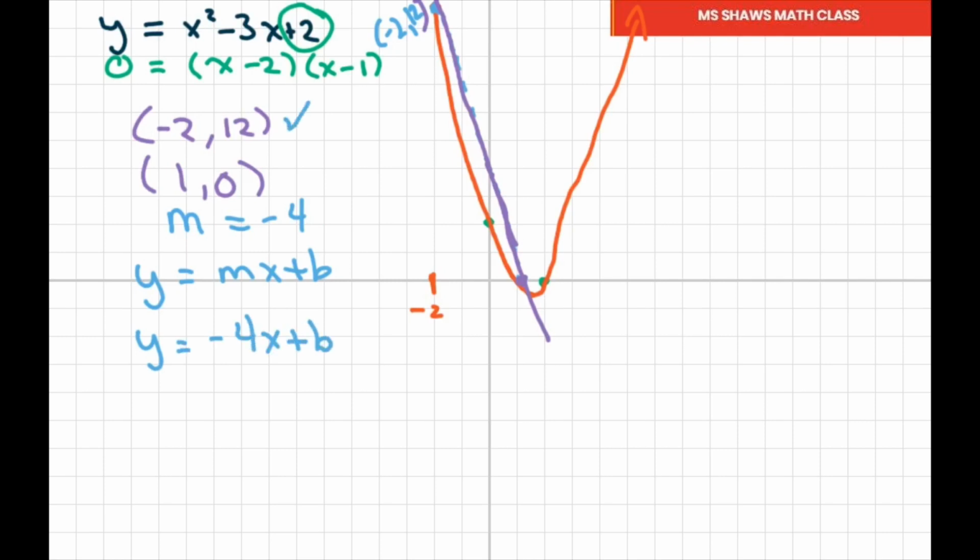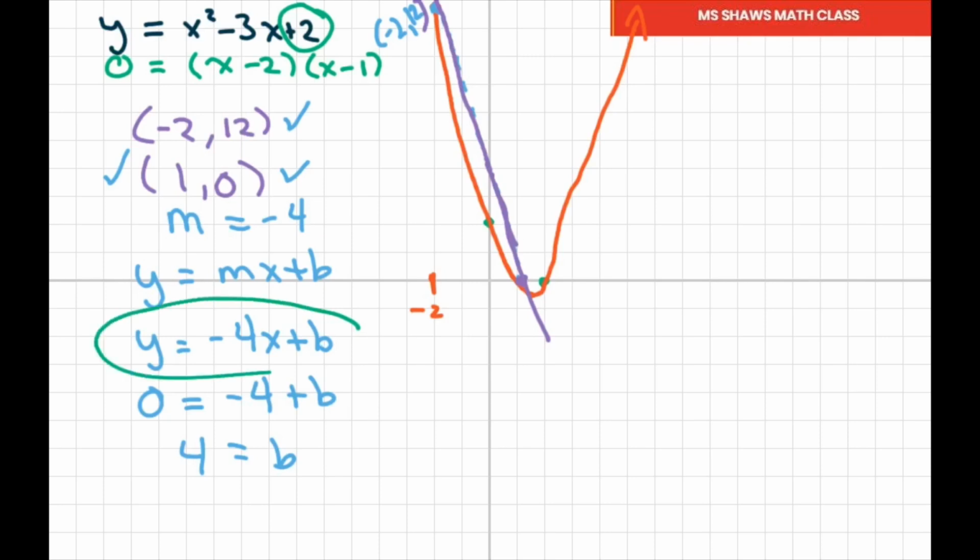And I'm going to plug in one of these points. I'm going to choose this one because it seems easier. My y is 0. My x is 1. So that's 1 times -4, which is just -4. So you can just look at that and see that b equals 4. Now write your equation. We're going to go back to this one. y equals -4x plus 4. And that's the equation of this line.